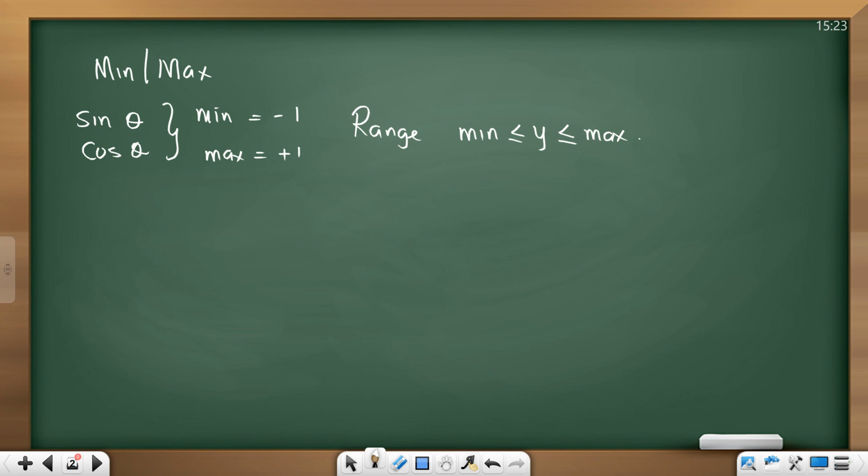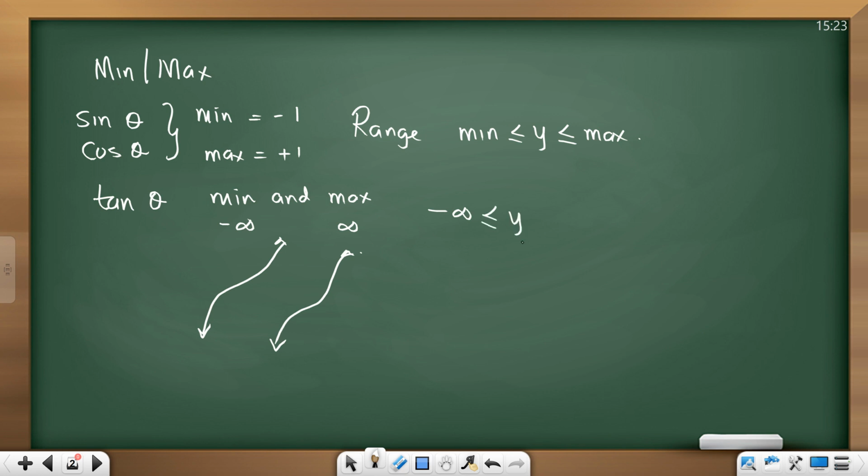For tan, our minimum and maximum are actually -infinity and infinity, because you would see your graph going that way, right? It doesn't have an end. So what is the range of a tan graph? -infinity less than y less than infinity, not equal to. Please, is this making sense? I am now going to change a whole lot of things, but this is the main thing.